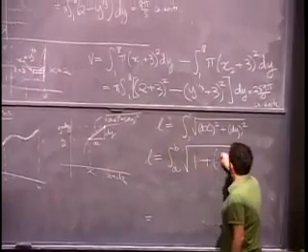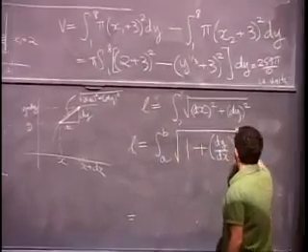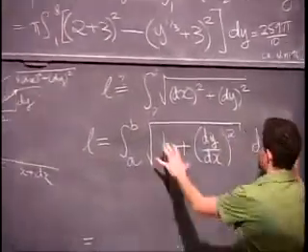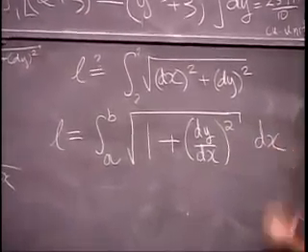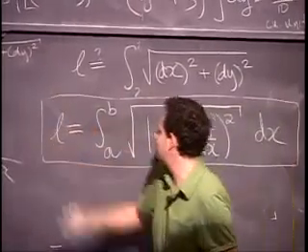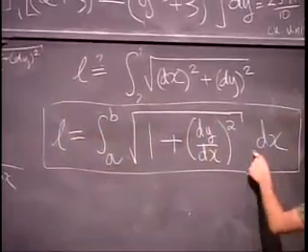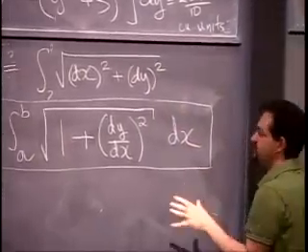1 plus dy dx all squared, square root of this quantity, dx. And this is something you just have to memorize. That's the standard formula for arc length. Just to see how this reduces to the prototype, this is not a proof, just a sort of feeble justification.